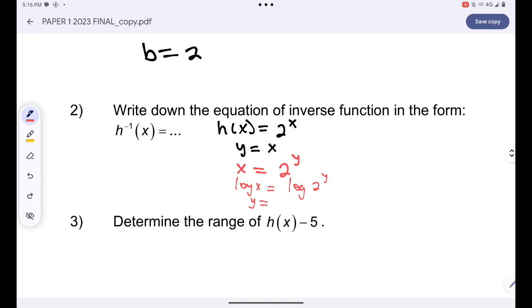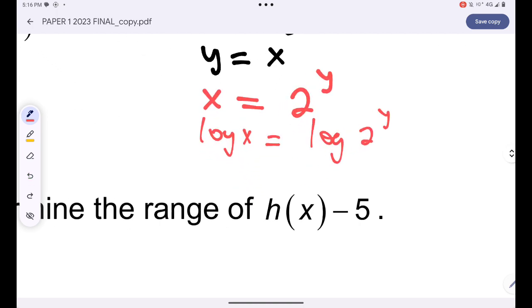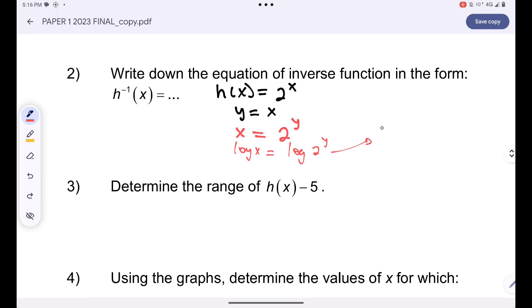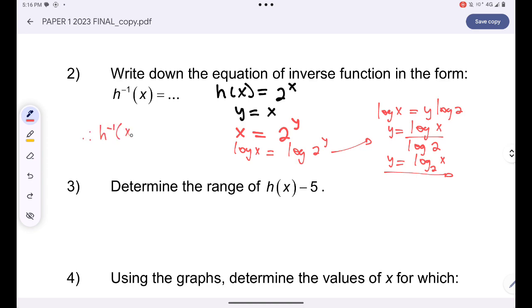Therefore y, let me not jump steps. This can be written as log of x is equal to y multiplied by the log of 2. If I divide both sides by the log of 2, I'll end up having y is equal to the log of x divided by the log of 2. But this can be written as the log of x base 2. So this is my inverse, né? So the inverse of h of x is basically the log of x base 2.